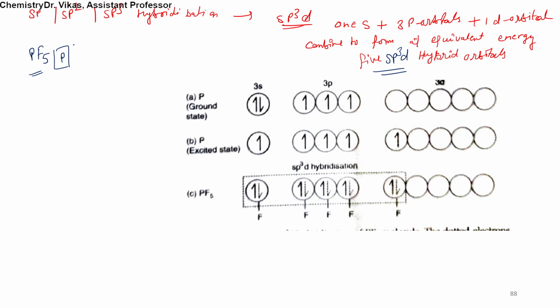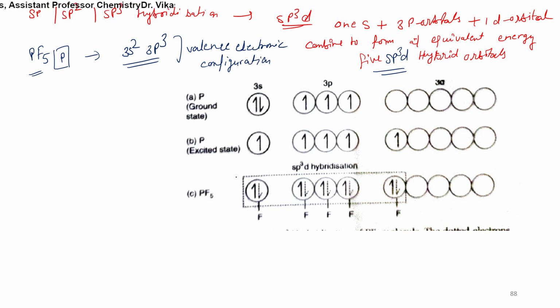Talking about the electronic configuration of phosphorus, the outer shell electronic configuration of phosphorus is 3s2 3p3. This is the valence shell electronic configuration. We are talking only about the valence, outer shell electronic configuration. In the ground state, 3s has 2 electrons and 3p has 3 electrons, so in the ground state there are only 3 unpaired electrons.